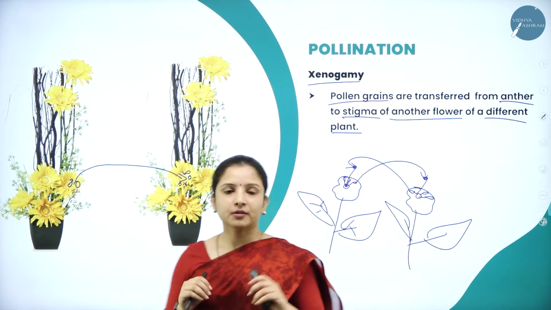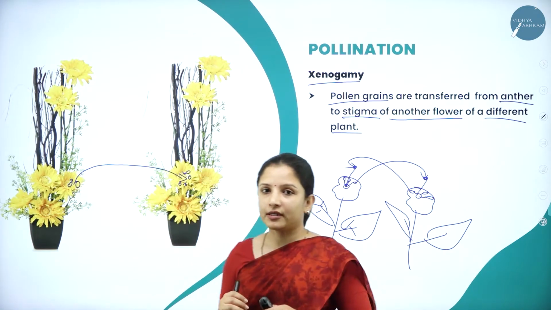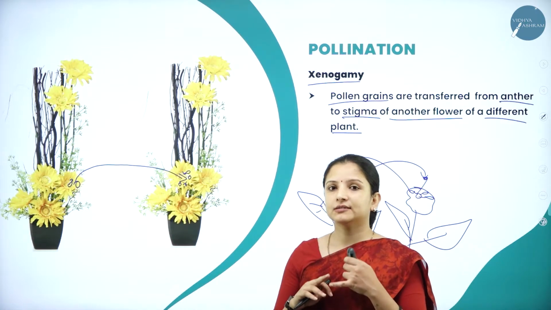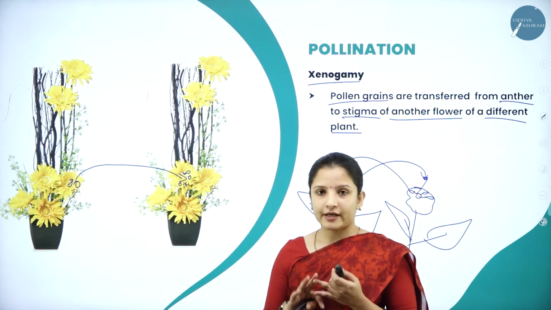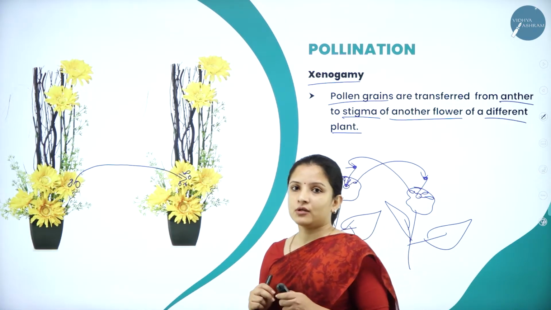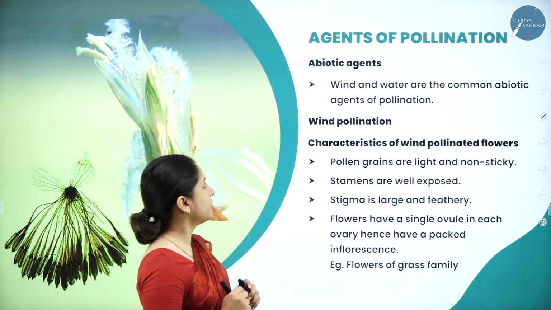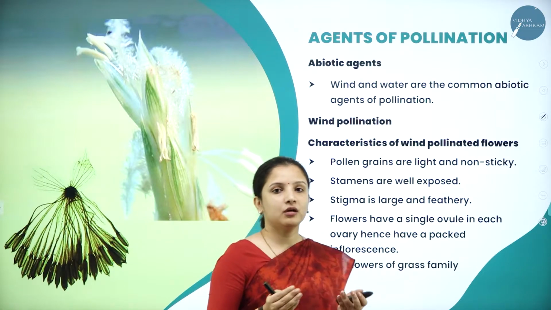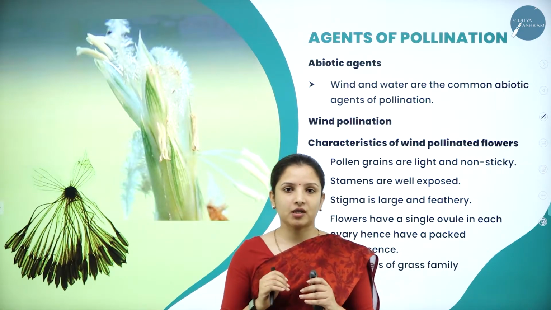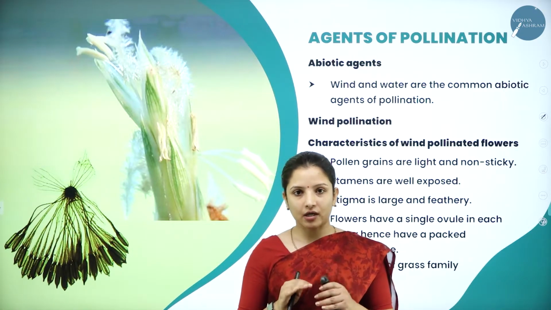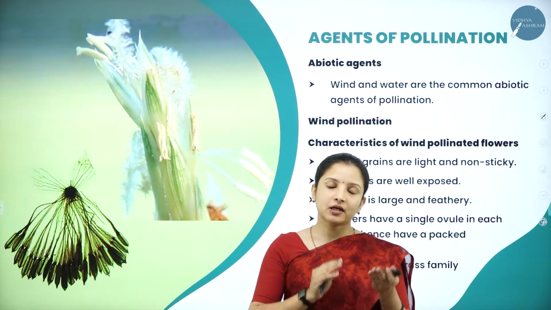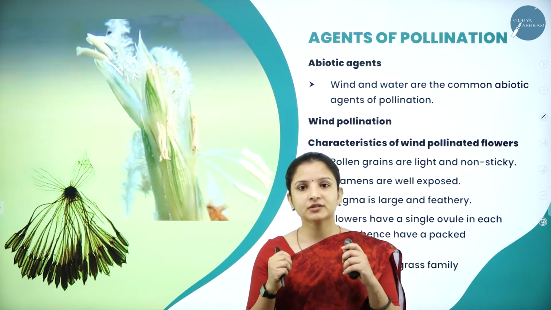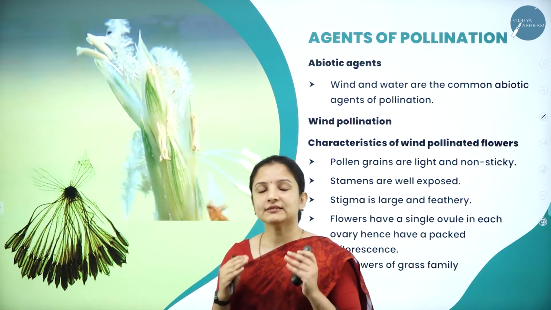So this is about xenogamy. In pollination, there are three types: autogamy, Geitonogamy and Xenogamy. Next, moving further, we'll study agents of pollination. We learned all the different types of pollination. If pollination has to occur, or if the pollen grains have to be carried from the anther to the stigma, various sources are needed. They are called agents.